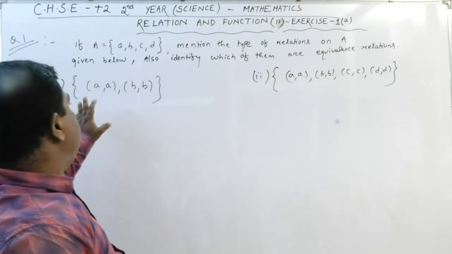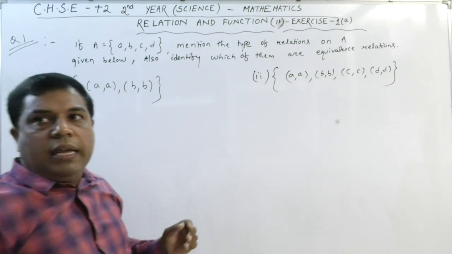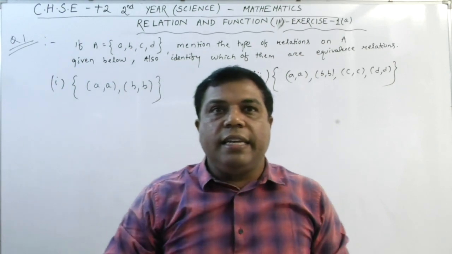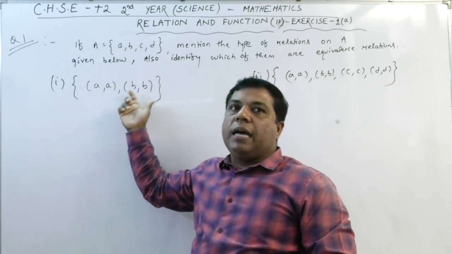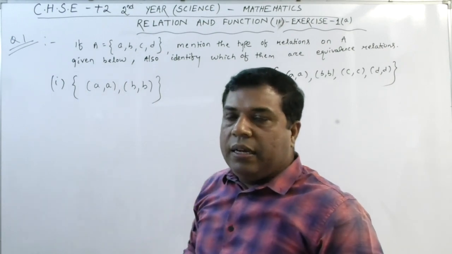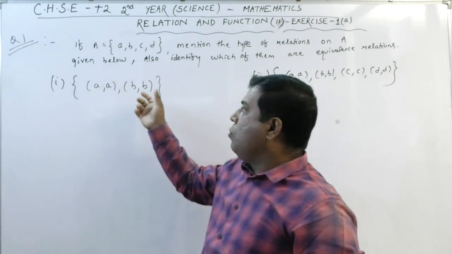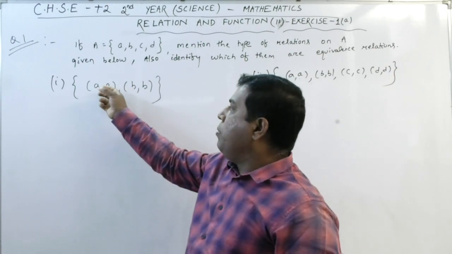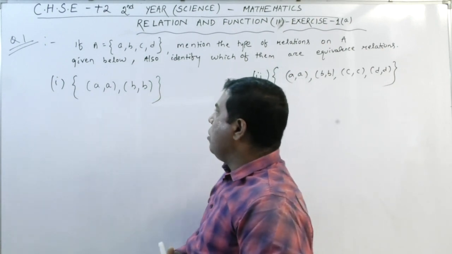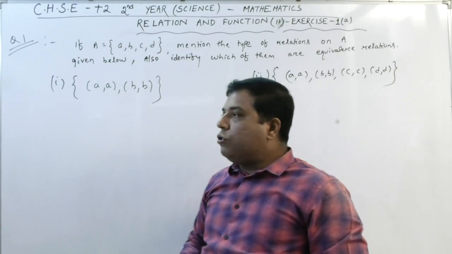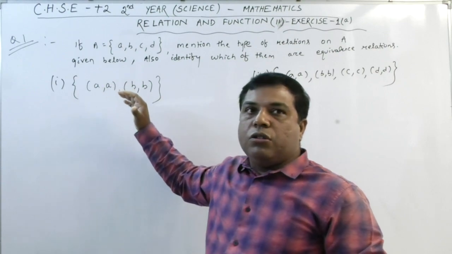So my dear students, please go through your book and see this relation. Think about it. Is it reflexive? No, it is not reflexive, because all identical pairs are not present. Is it symmetric? Yes, it is symmetric, because if you reverse the ordered pair, you will get the same pair. So it is symmetric in nature. Is it transitive? Yes, it is also transitive, as I explained in our theory classes.